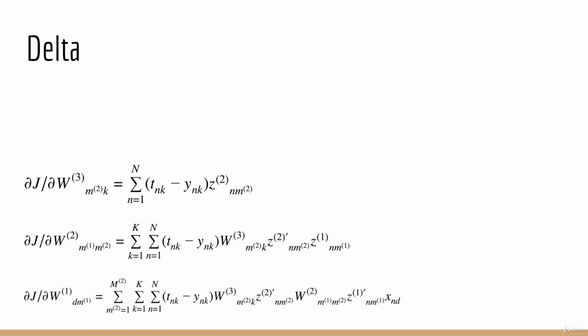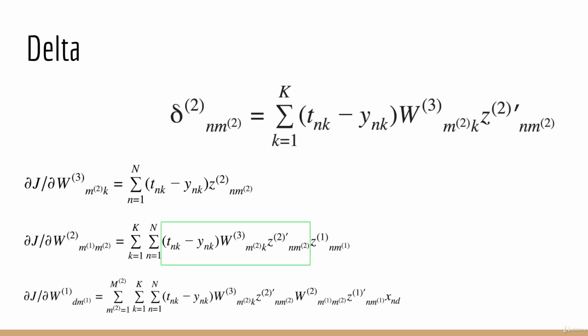The second delta must be everything up to the input to that layer, meaning up to z_1. Importantly, notice that z_1 does not depend on k, and therefore we can include that summation over k in our expression for delta_2, which should be of size n by m_2.